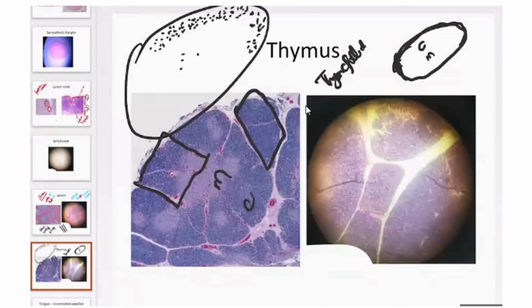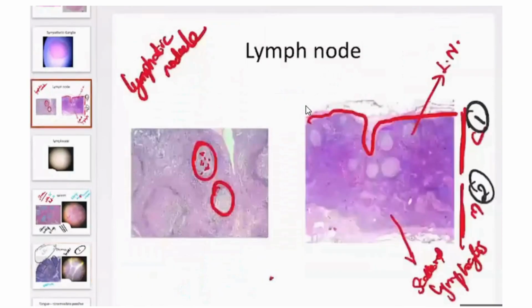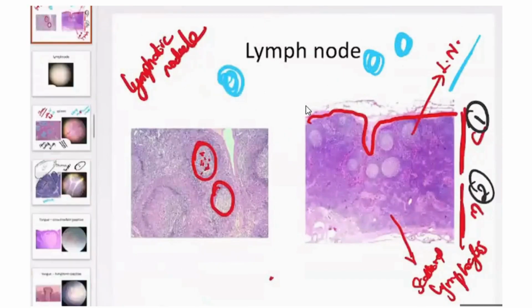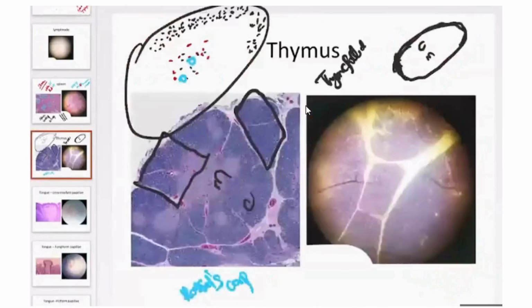And this is the medulla, which is stained. A corpuscle is present in the center, called Hassall's corpuscle. The difference from the lymph node is that in the lymph node you see a lymphatic nodule, right? The lymphocytes are somewhat aggregated. But if you take the thymus, it is not aggregated, it is densely packed. Otherwise it is similar to a lymph node.